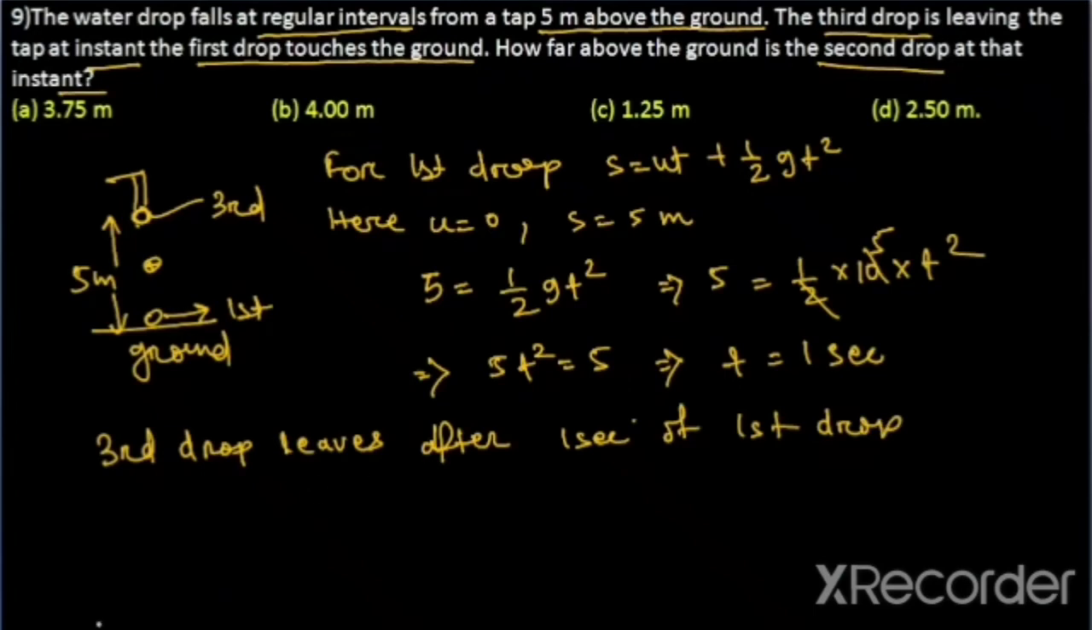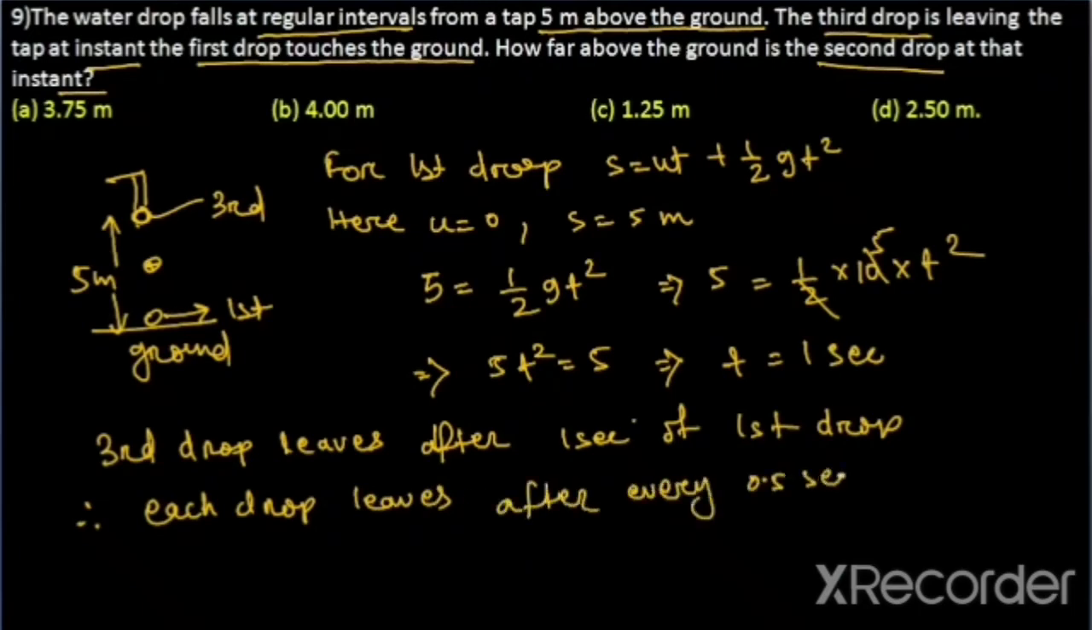Third drop leaves after 1 second of first drop. That implies, therefore, we can say each drop leaves after every 0.5 second, as according to the question water drops fall at regular intervals. Water drops falling at regular intervals means each drop leaves after every 0.5 seconds. So in this 0.5 second, how much distance is covered by the second drop? If we calculate that, we can easily find out how far above the ground the second drop is.